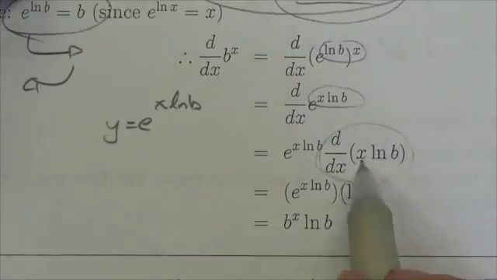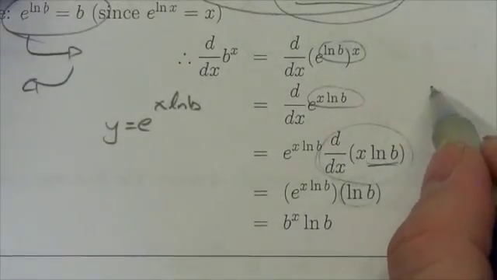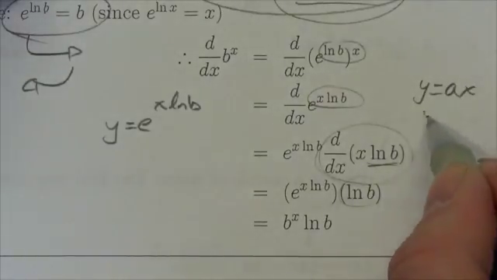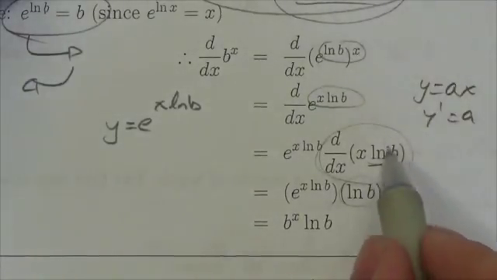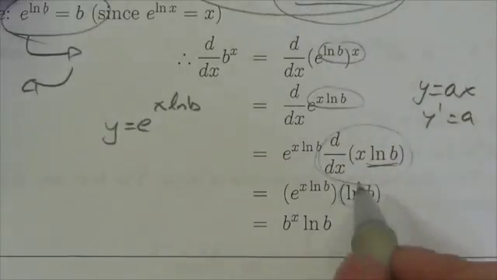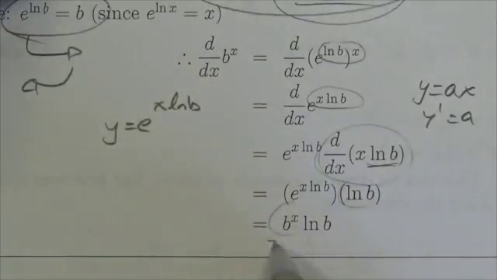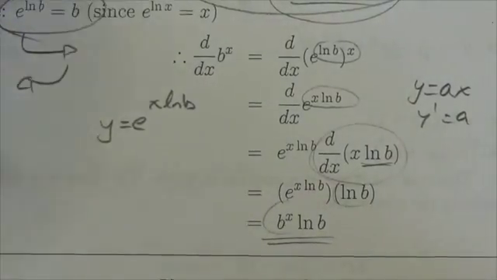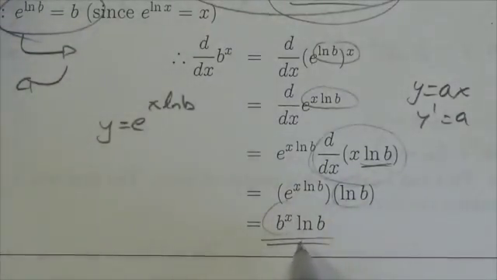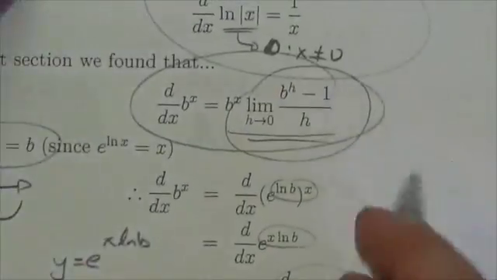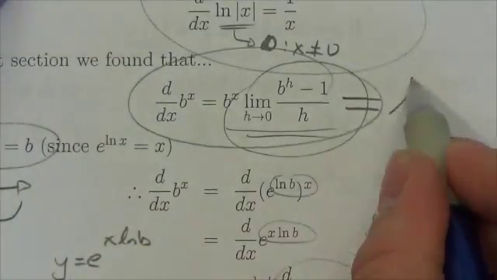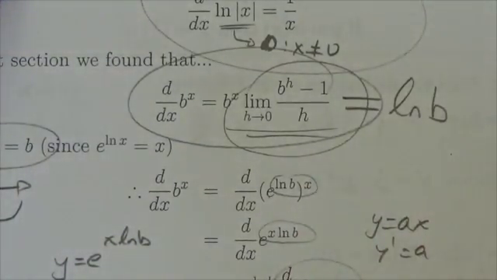Okay? Because remember, natural log of b is just a number multiplied by x. If you've got some sort of number like y equals ax, the derivative is just a. Well, in this case, that a is just the natural log of b. And remember that e to the x natural log of b, where did I get that from? Well, that was b to the x. And so the derivative of that exponential function is going to be the exponential function times the natural log of b.